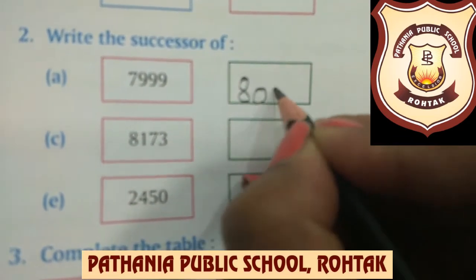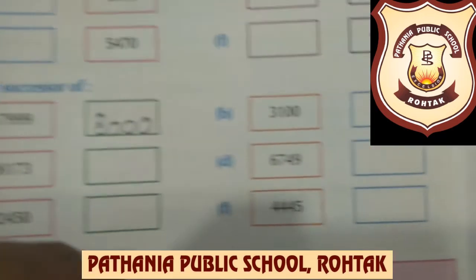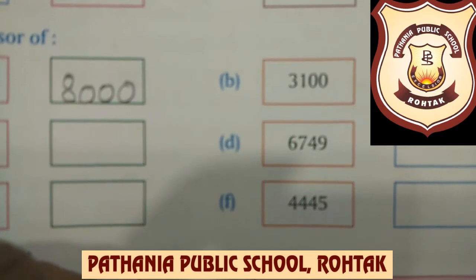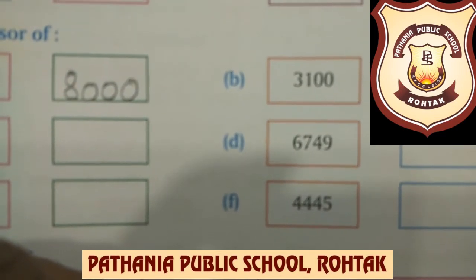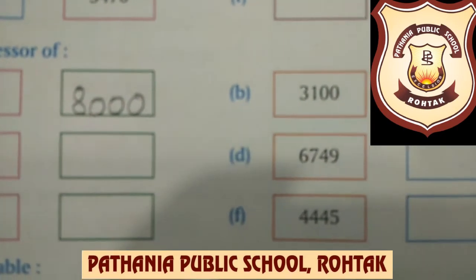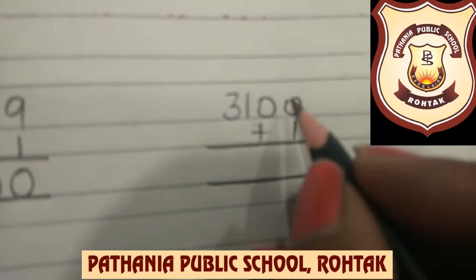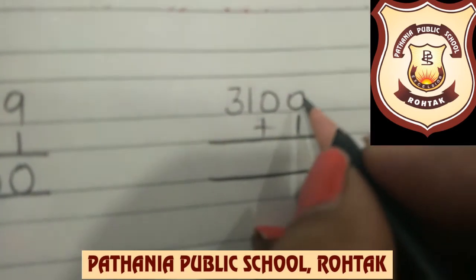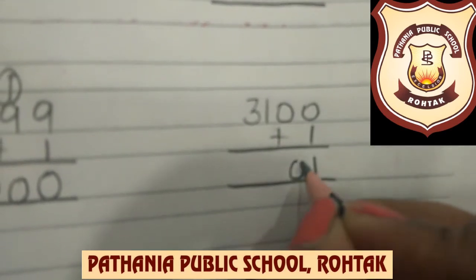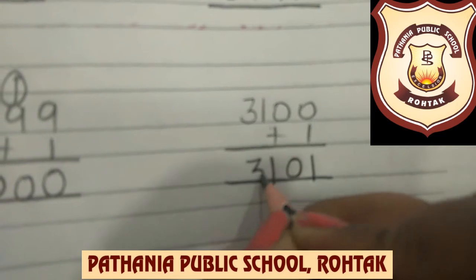8000 is the successor of 7999. Now B part. B part is asking to find out the successor of 3100. How will we find it? Yes, we will add 1 to it. Now if we add 1 to the given number, what do we get? 0 plus 1 is 1. 0 will remain the same, 1 will remain the same and 3 will remain the same.